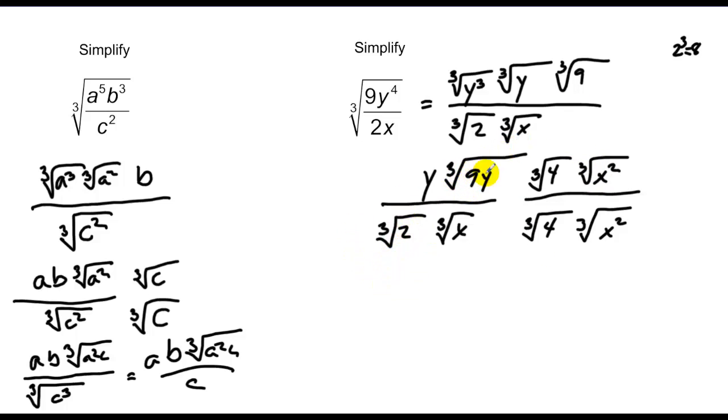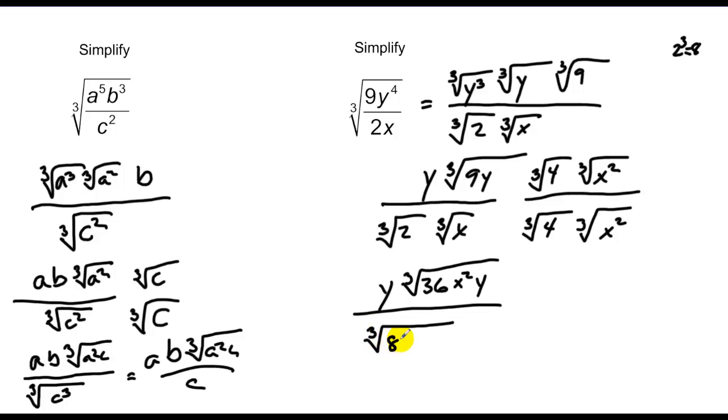So now you'll notice, multiplying across, I have y times the cube root of 36 x squared y over the cube root of 8x cubed. There are no perfect cubes in 36. There's perfect squares, but not perfect cubes. And there are no perfect cubes in x squared and y. So I just have 36x squared y in the numerator. And in the denominator, that's a perfect cube of 2x. And I'm done.